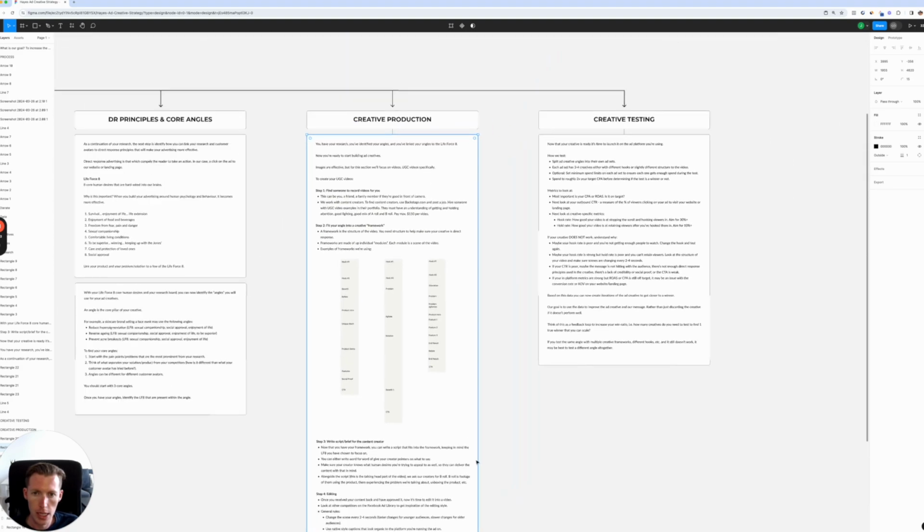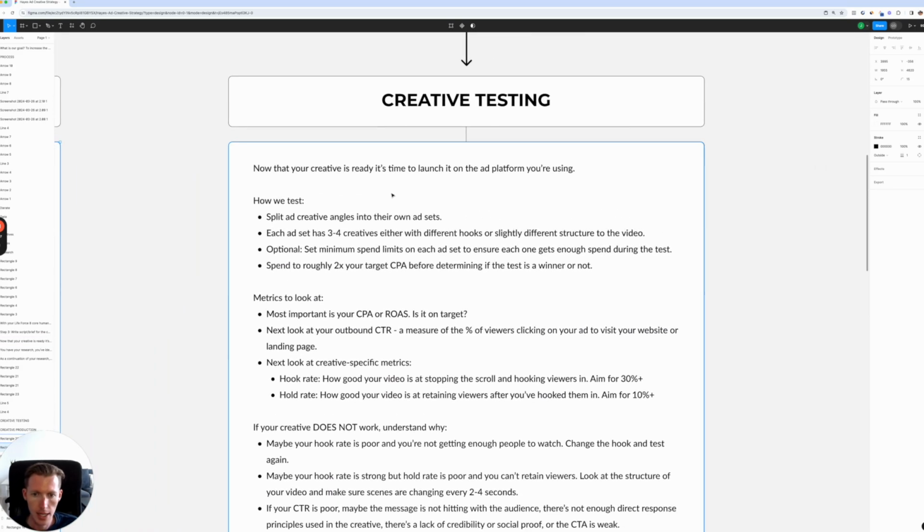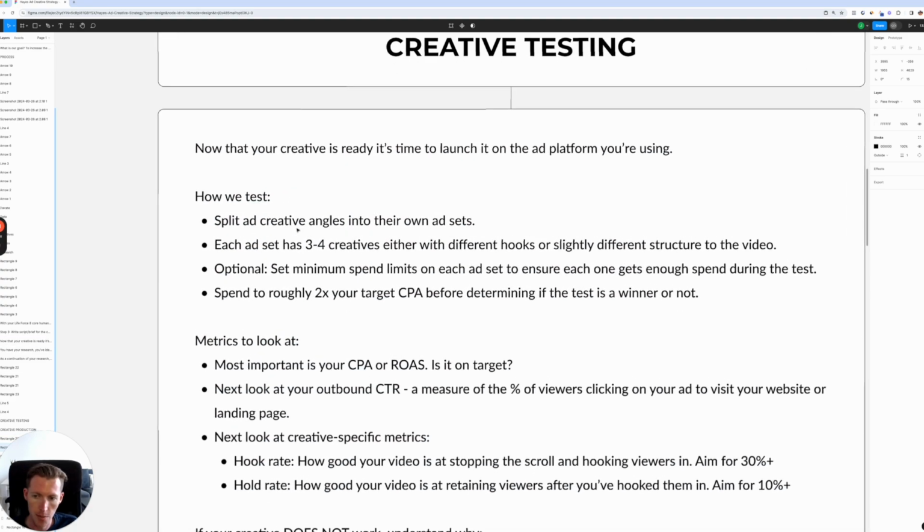So now comes creative testing. So now that your creative is ready, it's time to launch it on the ad platform that you're using. So how we test.